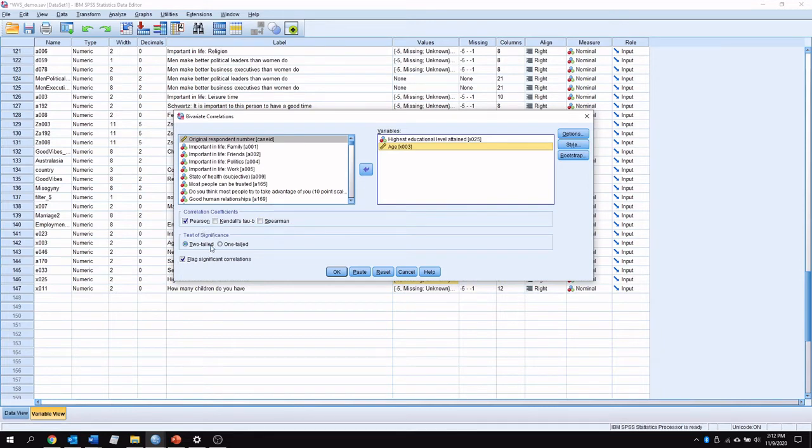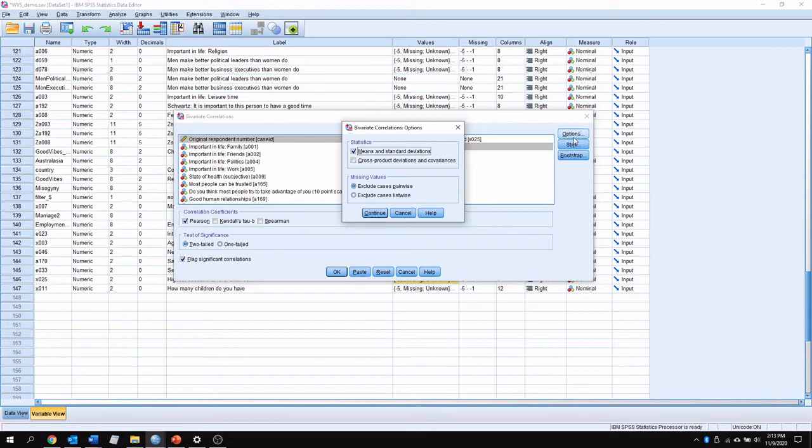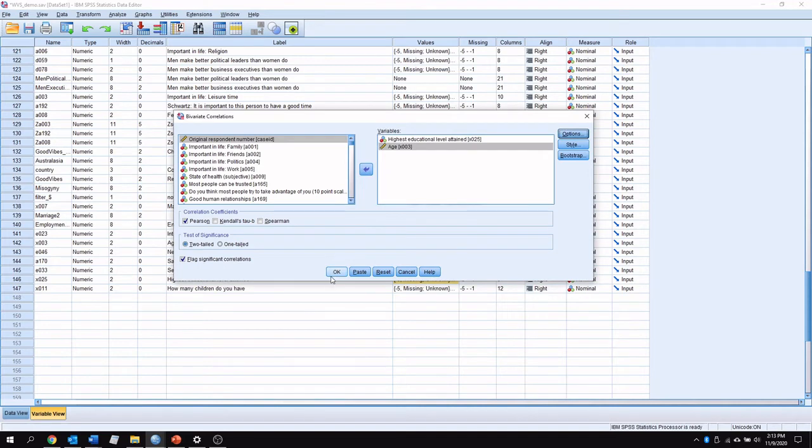As far as test of significance, SPSS is going to tell us whether our Pearson correlation is at a significant level or not, and we want to stick with the two-tailed for our purposes here, and that's for the same reasons that we would want to do two-tailed for our other tests that we've performed earlier in the course. And if we select flag significant correlations, what that is going to do is give us a little asterisk next to all of our correlations that are significant. And if we just go up to options, we're going to select means and standard deviations, and then we're off to the races.